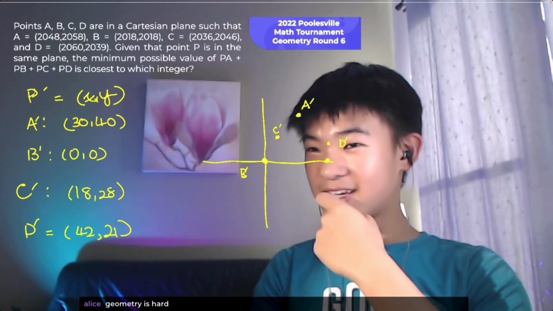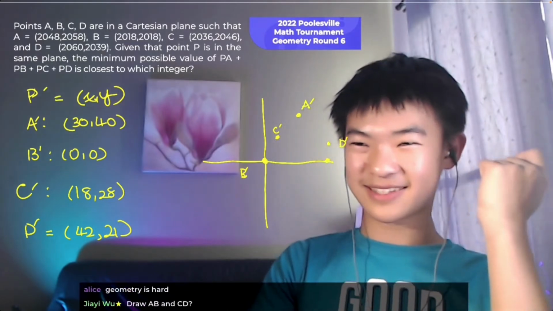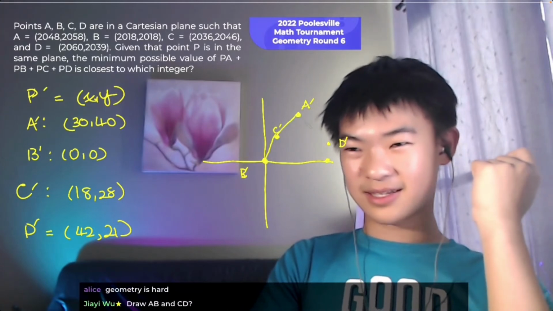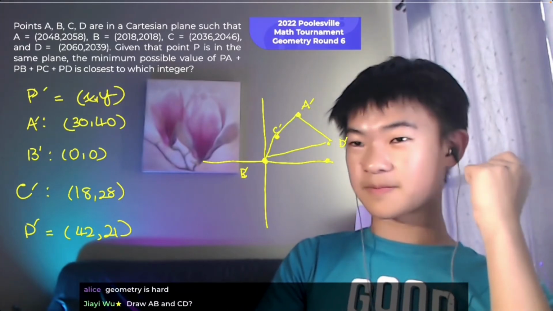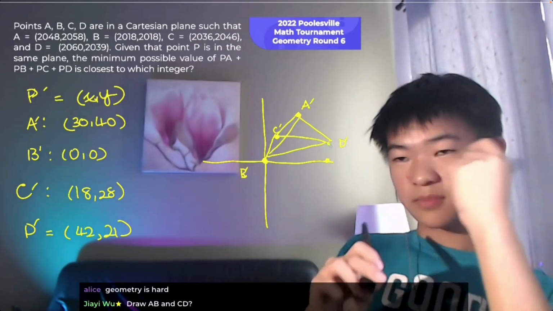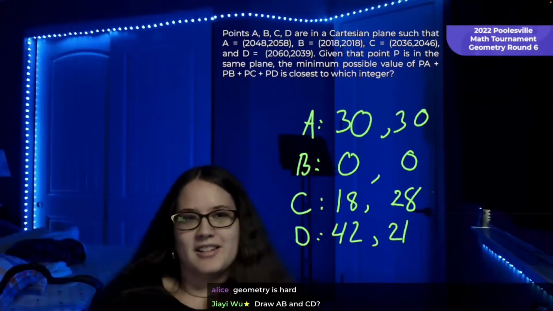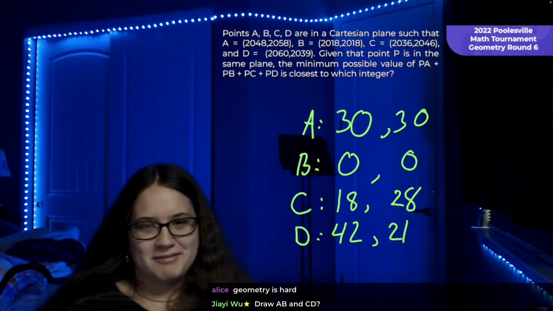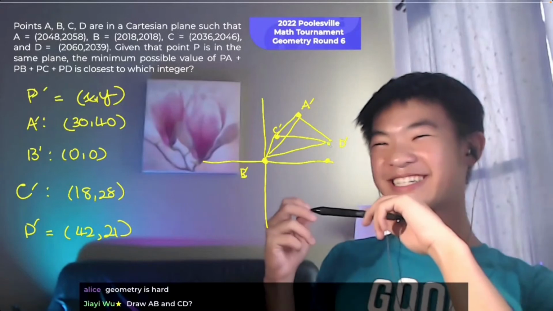Draw A, B, and CD. Yeah, I was just about to try that. And then we have A, B, and then CD. Also, I just like to point out that Alice is very correct here. Geometry is hard.